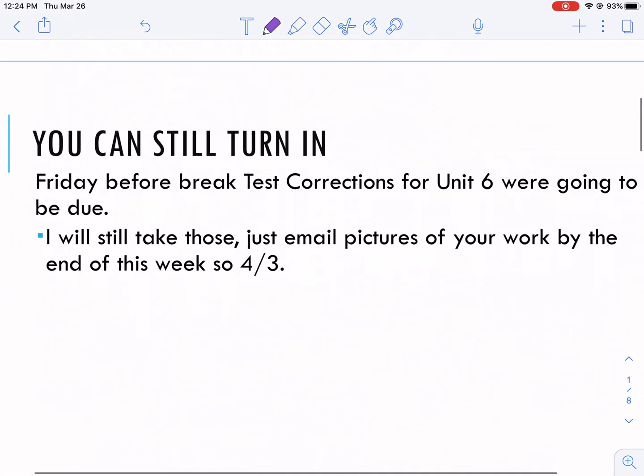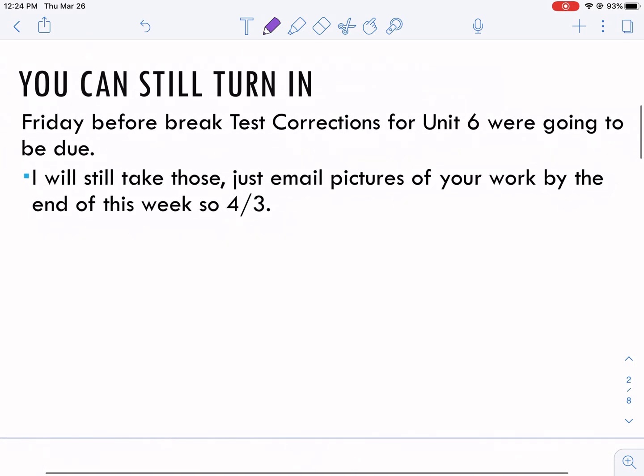So with that being said, before spring break, hopefully you were going to turn in test corrections to me so I could have graded those over break. Seeing as we didn't have school that Friday, I am still wanting to take those Unit 6 test corrections, just because we didn't have school. That's not fair to you guys. So if you could email me pictures of your work, meaning your test corrections and also your extra problems from your textbook, that would be fantastic. And I want those by the end of this week, so that would be this Friday for 3.